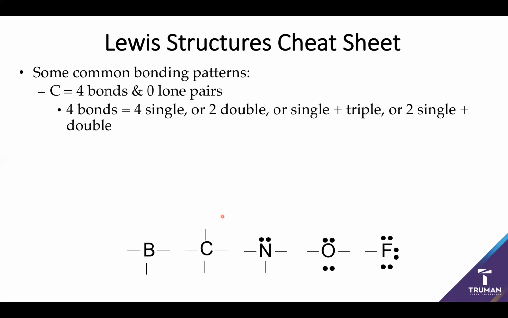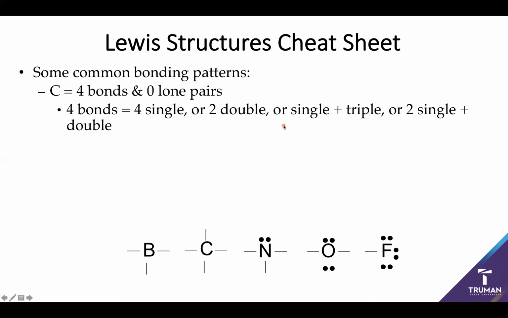Now this can take any number of forms. It can either have 4 single bonds or 2 double bonds, because each double bond counts as 2 bonds. Or it can have 1 single bond and a triple bond, or 2 single bonds and a double bond. Regardless, they always add up to 4 bonds. And most of the time, carbon doesn't like to have any lone pairs. So this can be a good guideline to make sure your Lewis structures follow.